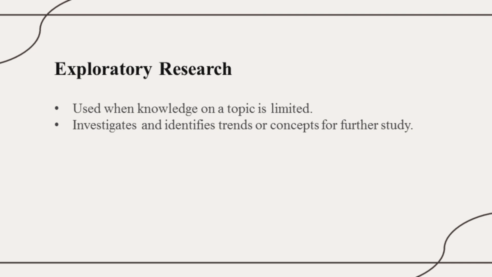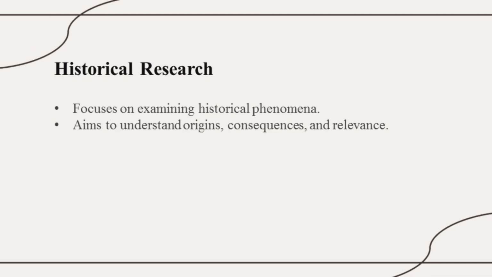Next is exploratory research. Exploratory means we are exploring into something that is not known. So this type of research is used when knowledge on a subject is lacking. It seeks to investigate and support trends, concepts or problems that can inspire more study. So for example, how recently identified chemicals are impacting human cells and determining their health impacts. So this is an example of exploratory study. Next is historical study, historical kind of research. So it is concentrating on examining historical phenomena to understand its origin, its consequence and its relevance today.